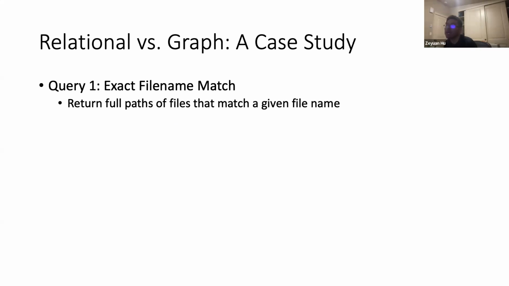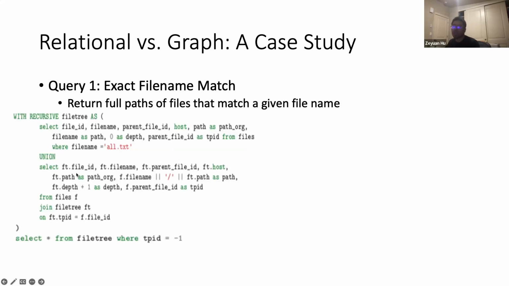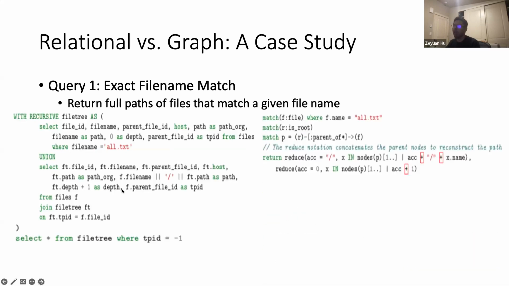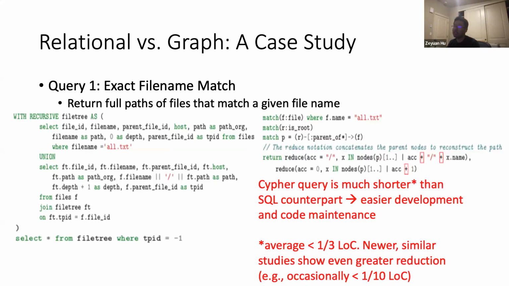The first one is a query where we want to return the full paths of files that match a given file name. This is the relational query, and this is the corresponding Cypher query. As you can see, the Cypher query is much shorter than the SQL counterpart. That means it's easier to develop and maintain Cypher queries versus SQL queries.